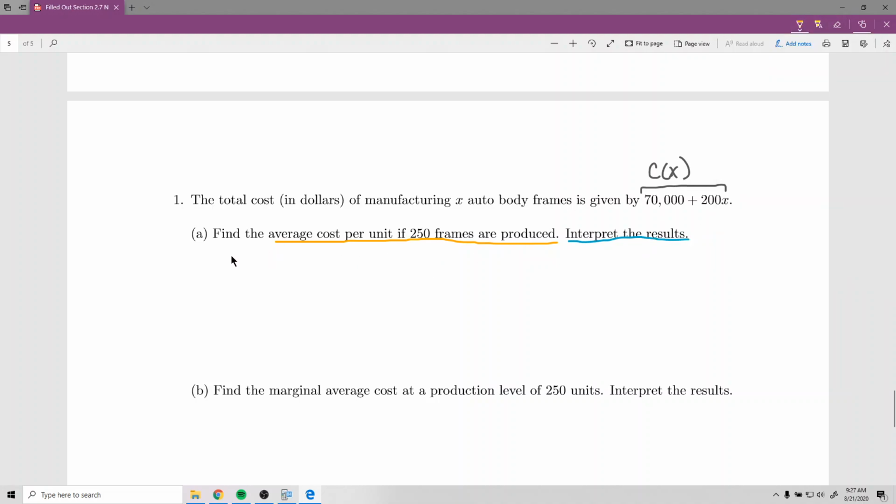Right, so let's do the average. This is not the marginal average, it's just the average. So we want to do C of x over x. Our C of x is 70,000 plus 200x over x. And I'm going to simplify it just like last time. So we break it up into our two fractions.